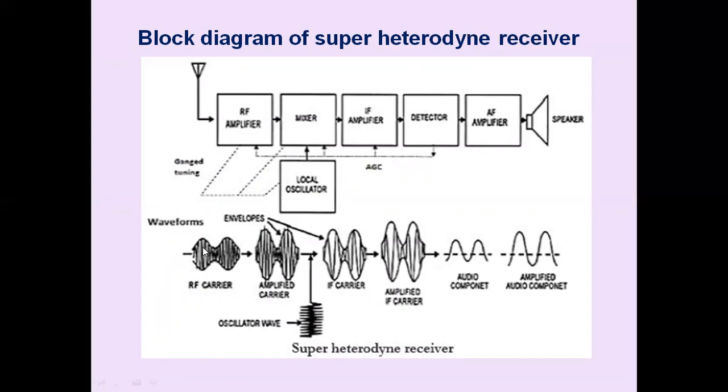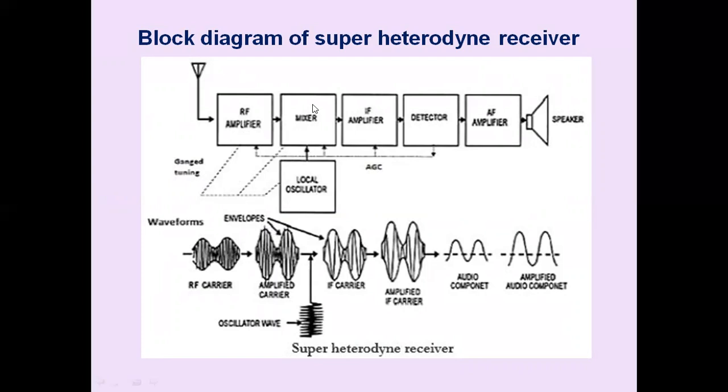So the incoming signal is a modulated RF signal. Electromagnetic waves are picked up by the antenna. These waves are converted into an RF signal. This is the RF modulated signal picked up by the antenna. It is applied to an RF amplifier. So this modulated signal is amplified in level. The signal level is increased.